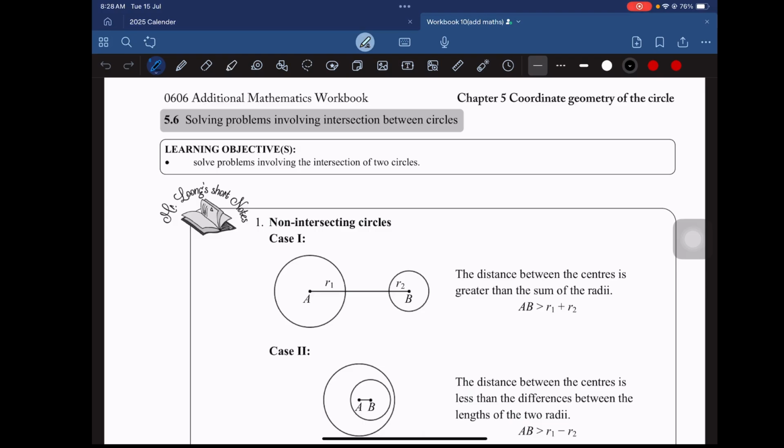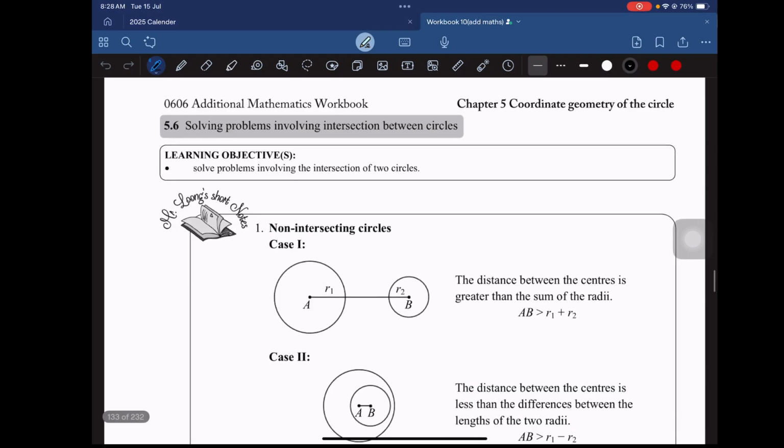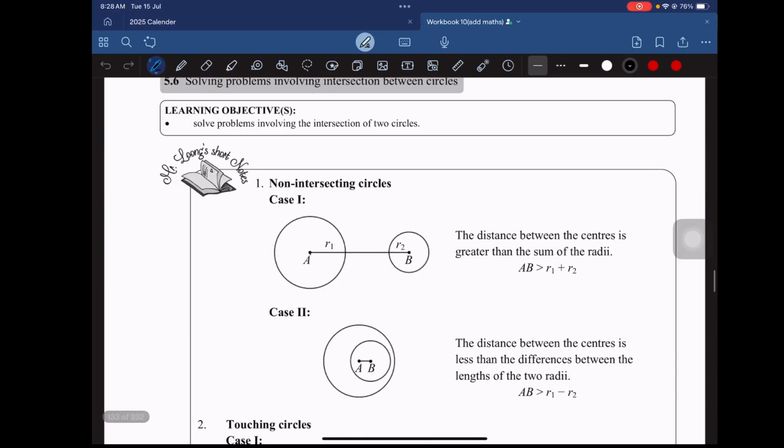Now, we are looking at the intersection between two circles. We are talking about the distance between the centre points of the two circles that we have. So this A to B is the distance between the centres of the circles. This is the distance, okay? And then we are also talking about the radius of the circle and the radius of another circle.